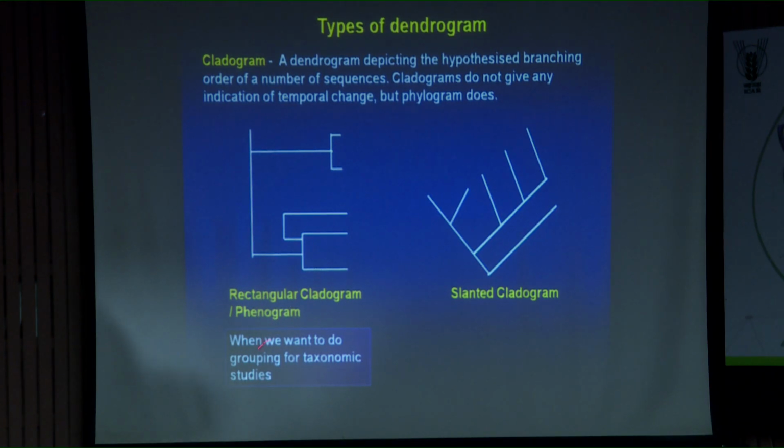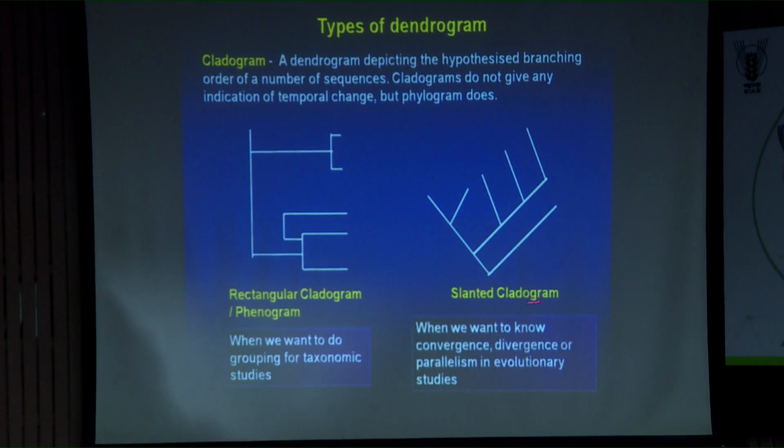that indicates that when you want to do grouping for taxonomic studies, or you want to do variability studies, in those cases you only use rectangular cladogram or phenogram, do not use any other phylogenetic tree. Now, slanted cladogram, when we want to know convergence, divergence, parallelism in the evolutionary studies, then we use slanted cladogram. So, again it is related to evolutionary things, but not with time things.